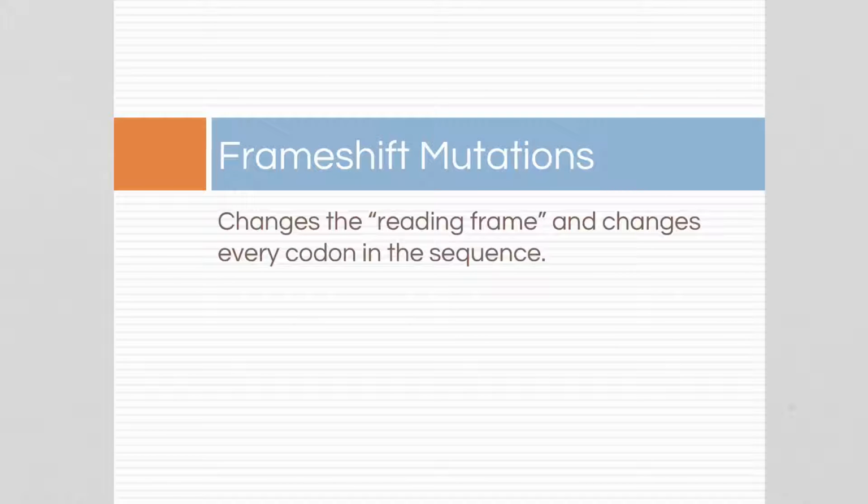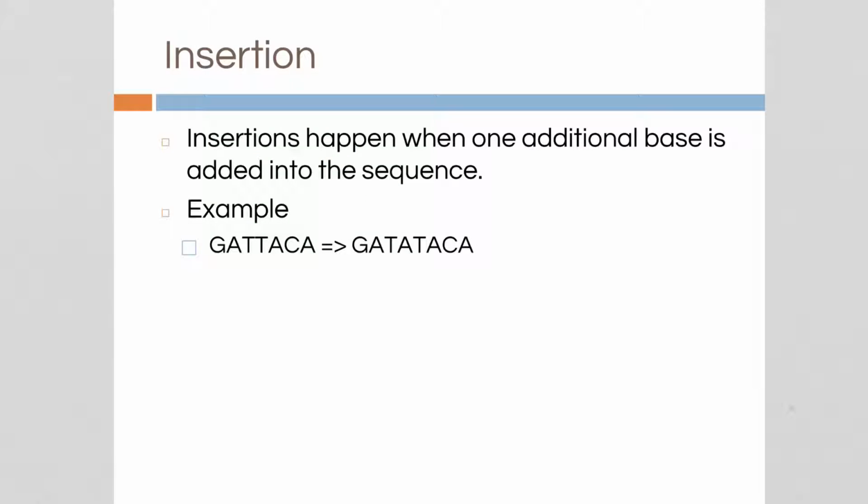Okay, so one last type of mutation that we're going to talk about is called a frameshift mutation. This one's interesting. It changes the reading frame, and it changes every codon in the sequence. So what would cause that? Well, there are two things. The first thing is an insertion. So far we've talked about substitutions where we change one letter to another. An insertion happens when we add an additional base. So we just sneak another one in there.